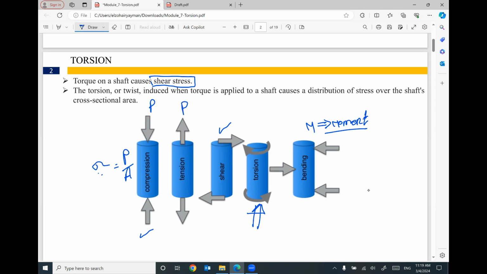So previously, in the previous modules, we covered normal stress. Or to be more specific, we covered axial stress, which is one kind of normal stress. Right now, we are going to start talking about shear stress, which is coming from torsion. The torsion or twist induced when a torque is applied to a shaft causes a distribution of stress over, not perpendicular to, the shaft cross-sectional area. So we are in this case.